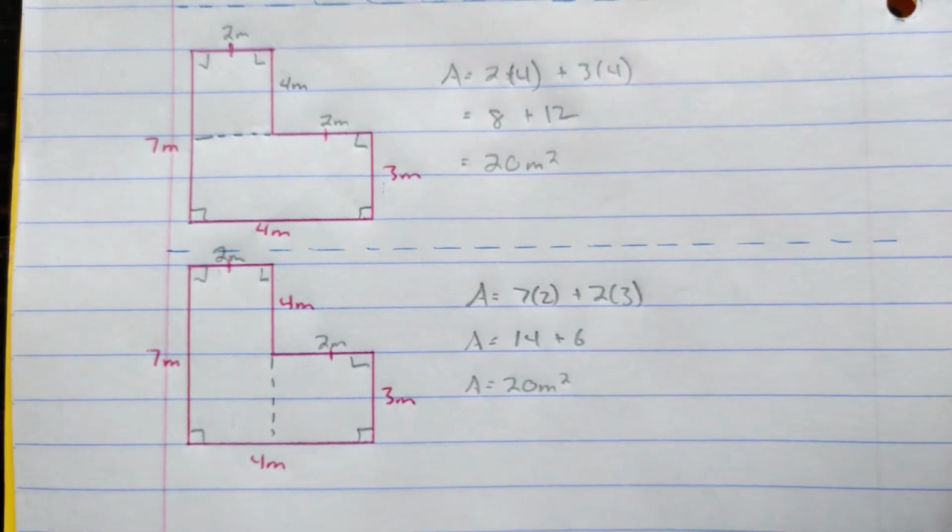So you may break something up a different way than your neighbor, than your friend, than me. As long as you're getting the same answer, that means you probably broke it up the right way, because there's more than one way.